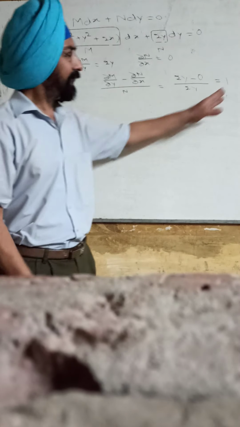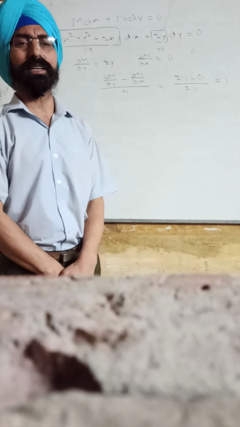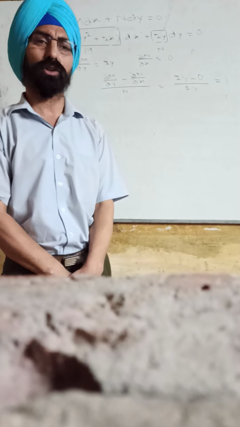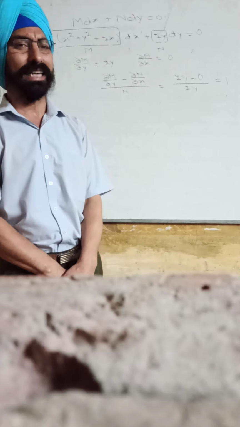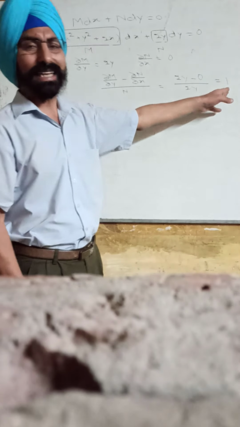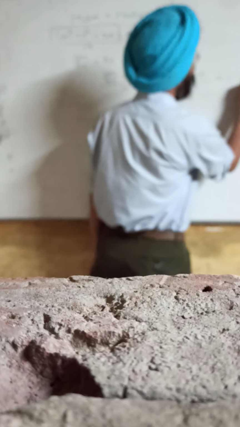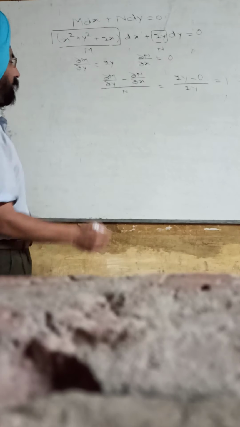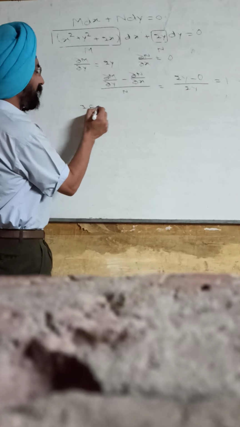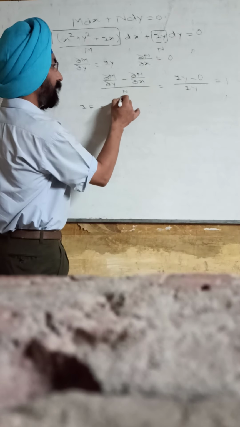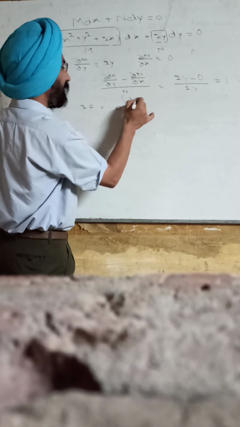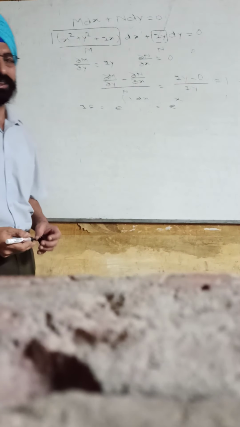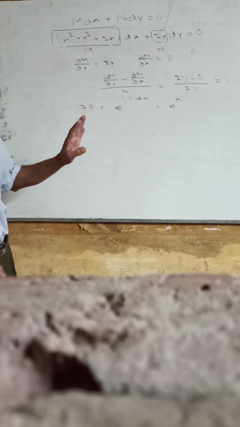This is a constant, and any constant can be treated as a function of x, as a function of y, as a function of z, as a function of t, and so on. So I can take this one as a function of x. Since it contains no y, the integrating factor in this case will be e raised to the power integral of f(x) dx, that means 1 dx, so it will become e raised to the power x. This is the integrating factor.